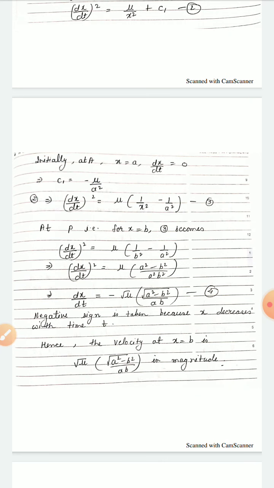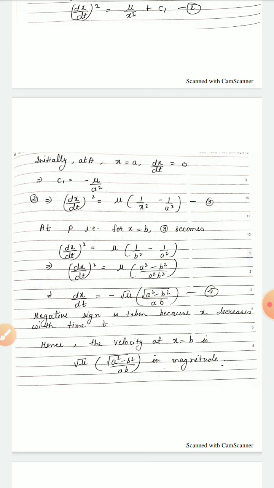Now initially at A, x is equal to a and velocity dx by dt is equal to 0. So substituting x is equal to a and dx by dt equal to 0 in equation 2, we will get c1 is equal to minus mu by a square. Substituting the value of c1 in equation 2, we will get (dx by dt) whole square equal to mu into (1 by x square minus 1 by a square). Give it as equation 3.